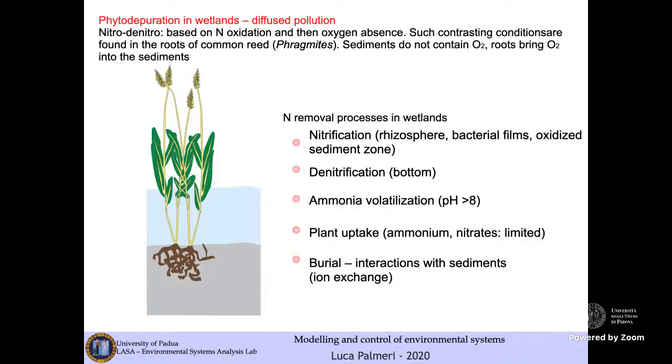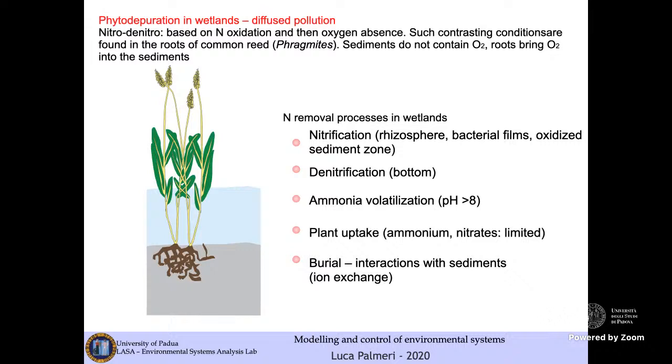When these oxic conditions are reflected in the concentration of oxygen in the root zone, in oxic condition, you have oxidation of organic matter and the two-step nitrification. Then even in the root area, you find anoxic condition. And in case of anoxic condition, you have denitrification processes that take place.